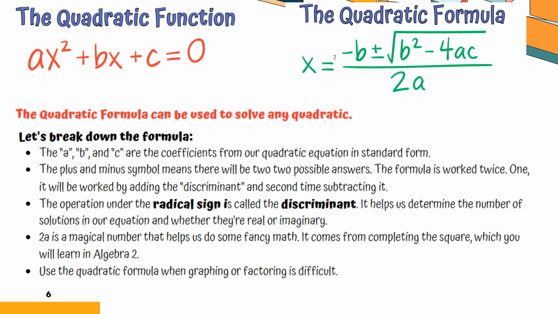The operation under the radical sign is called the discriminant. It helps us determine the number of solutions and whether our solutions are real or imaginary. And just like the last lesson with parabolas, we'll either have no solution, one solution, or two solutions. 2a is just a magical number, and it does come from completing the square, but it helps us to do this fancy math. And finally, we use the quadratic formula when factoring or graphing is just too difficult.